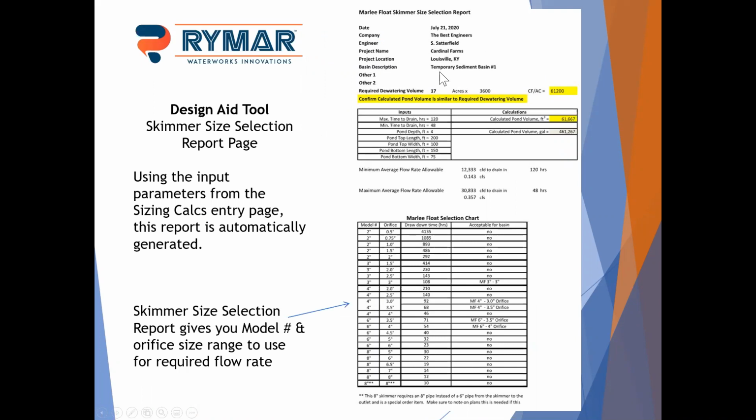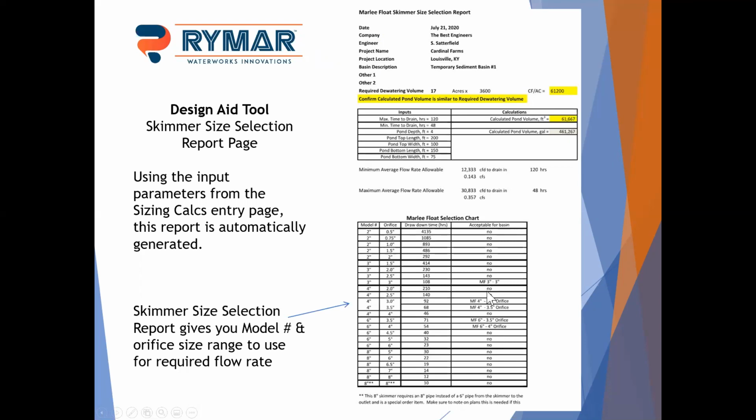Gives all the information that you put in, including your name, your sediment basin description. Highlights the required volume and the calculated pond volume to make sure they're similar. Gives you the minimum flow rate allowable for the maximum time and the maximum flow rate for the minimum time. And then because this is our tool, it tells you what each of our skimmers would do as far as drawdown time. So it'll tell you the hours, and then based on what you specified, the 48 to 120 will tell you which skimmers meet that requirement.